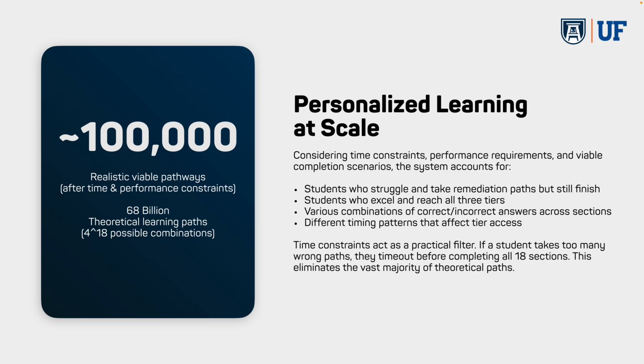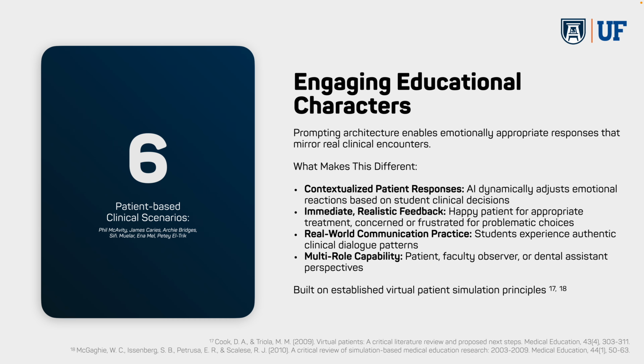There are over 100,000 different possible pathways. If we go into the actual calculation, it's over 68 billion, but because we have time constraints, we limit to about 100,000. And we also created engaging characters.